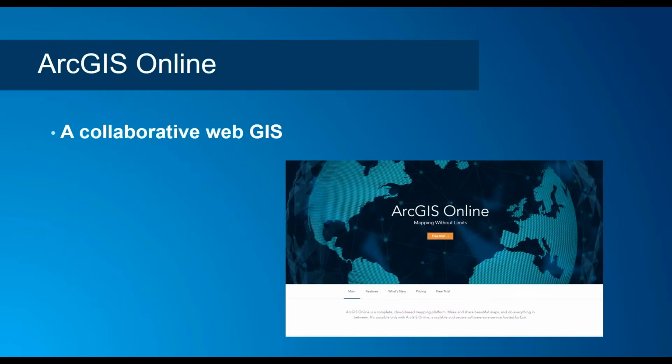ArcGIS Online is an online collaborative WebGIS that allows you to use, create, and share maps, scenes, apps, layers, analytics, and data. ArcGIS Online is an essential part of the ArcGIS platform. You can use it to extend the capabilities of ArcGIS Desktop and Enterprise. I really love ArcGIS Online because of this sharing capacity. It's so easy to share now.